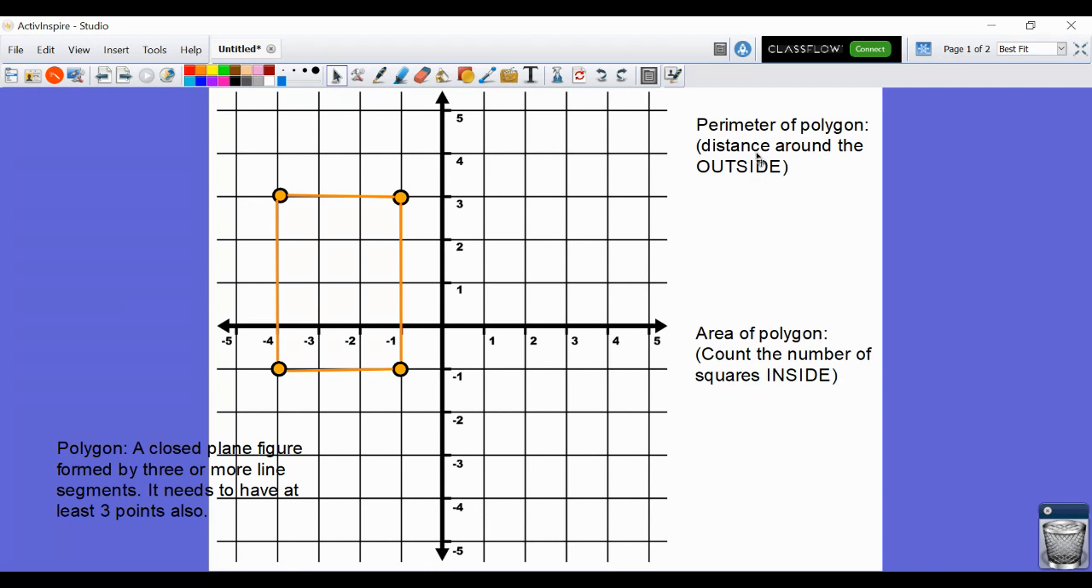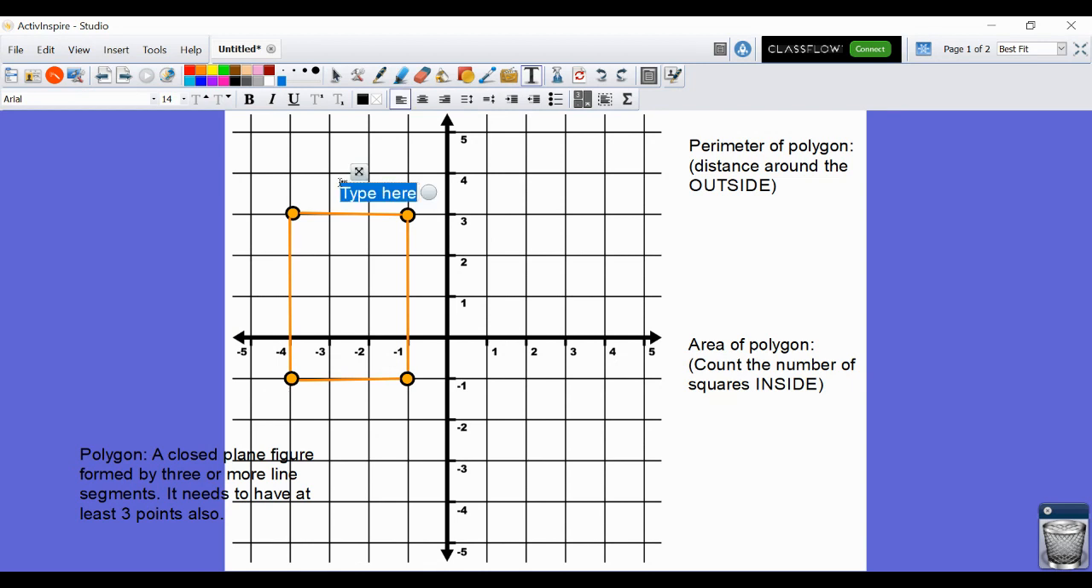So the first thing we're going to do is practice finding the perimeter of this polygon right here. And remember, perimeter is the distance around the outside. So let's count the number of squares along the outside. We have 1, 2, 3. So I can go ahead and put 3 on that side. If this side is 3, then that means this side is 3. Let's go ahead and count the other side. 1, 2, 3, 4. I can go ahead and label that 4. And if this side is 4, we know that this side of our rectangle has the same measurement. That side is 4.